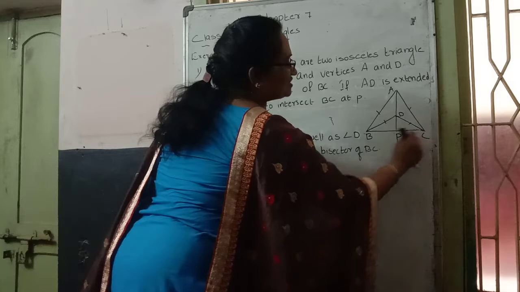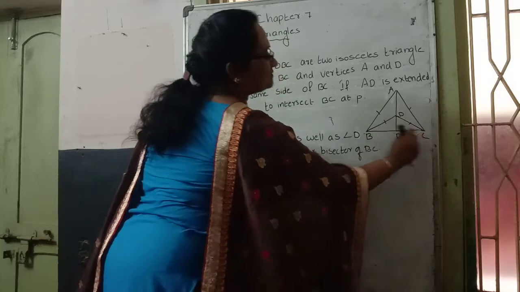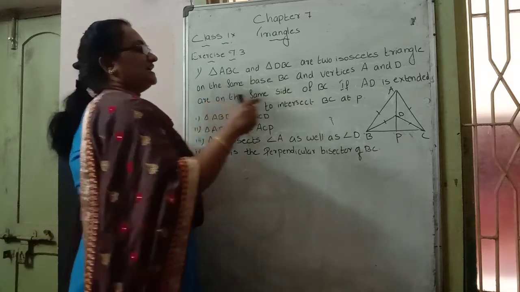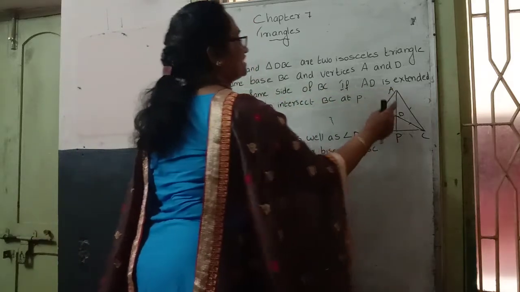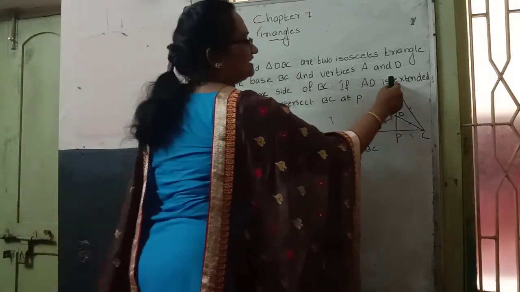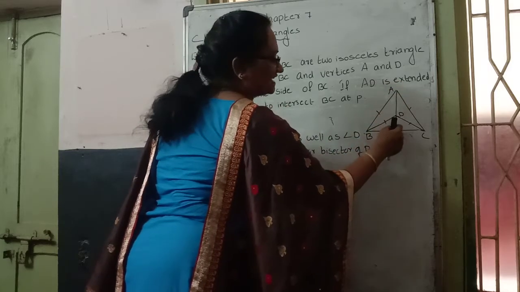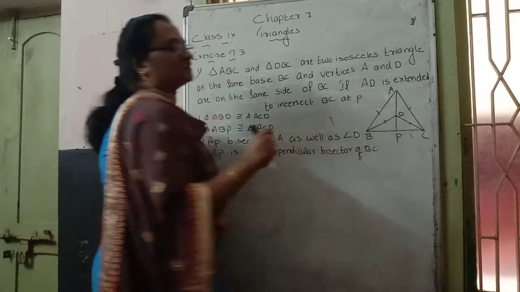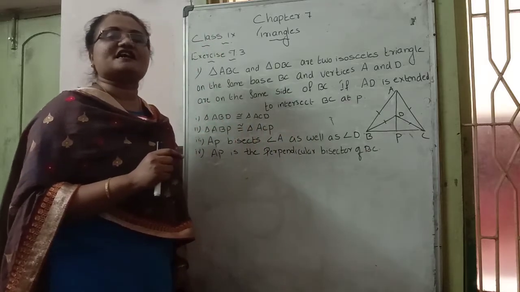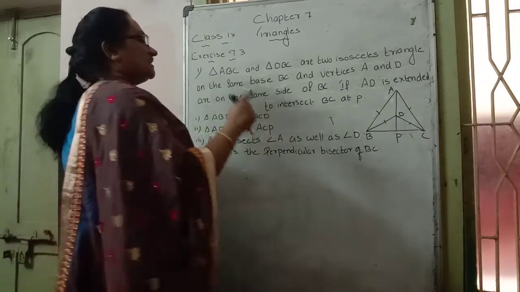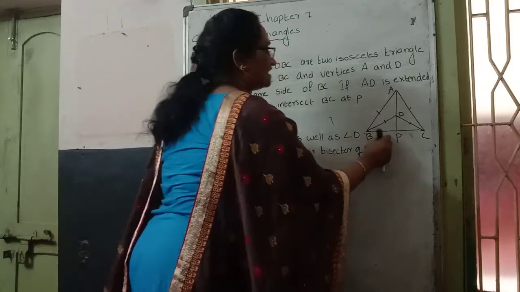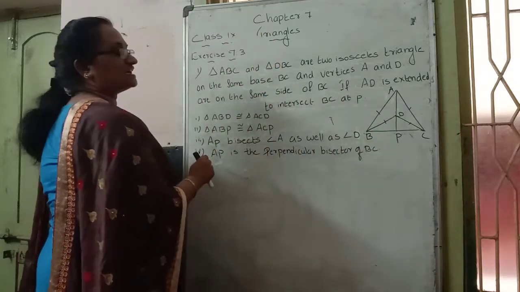In this way, they are given as two isosceles triangles on the same base BC. Both triangles stand on the same base BC. BC is the base of the two triangles, and A and D are the vertices. The line joining A and D is extended and intersects the side BC. That intersecting point we mark with the letter P. Then they ask you to prove four cases.